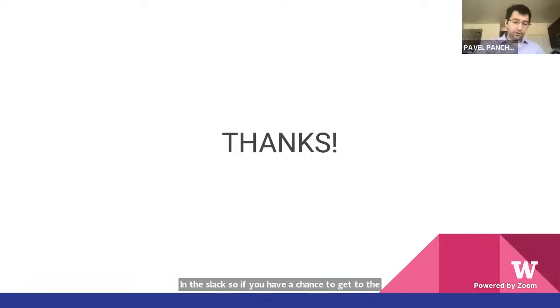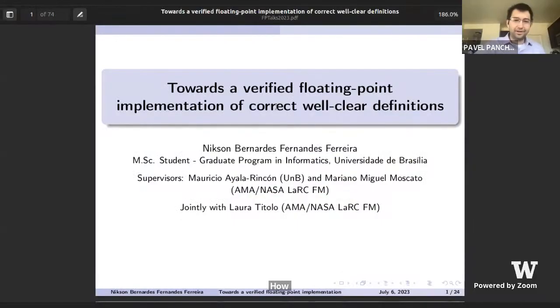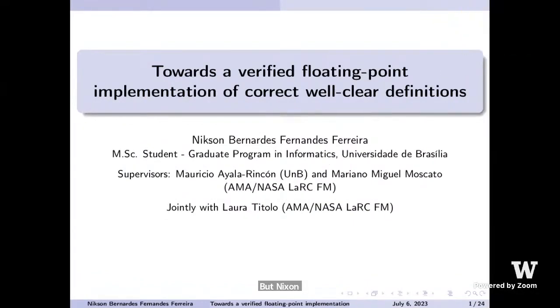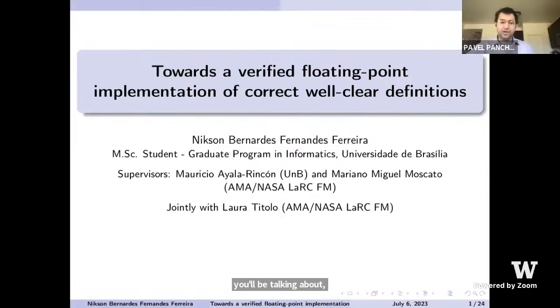Okay, excellent. So our next speaker then is going to be, well, I'm not sure I'm going to say this quite right, but Nikson Ferreira, and he'll be talking about verifying an implementation of the well-clear avionics specification.